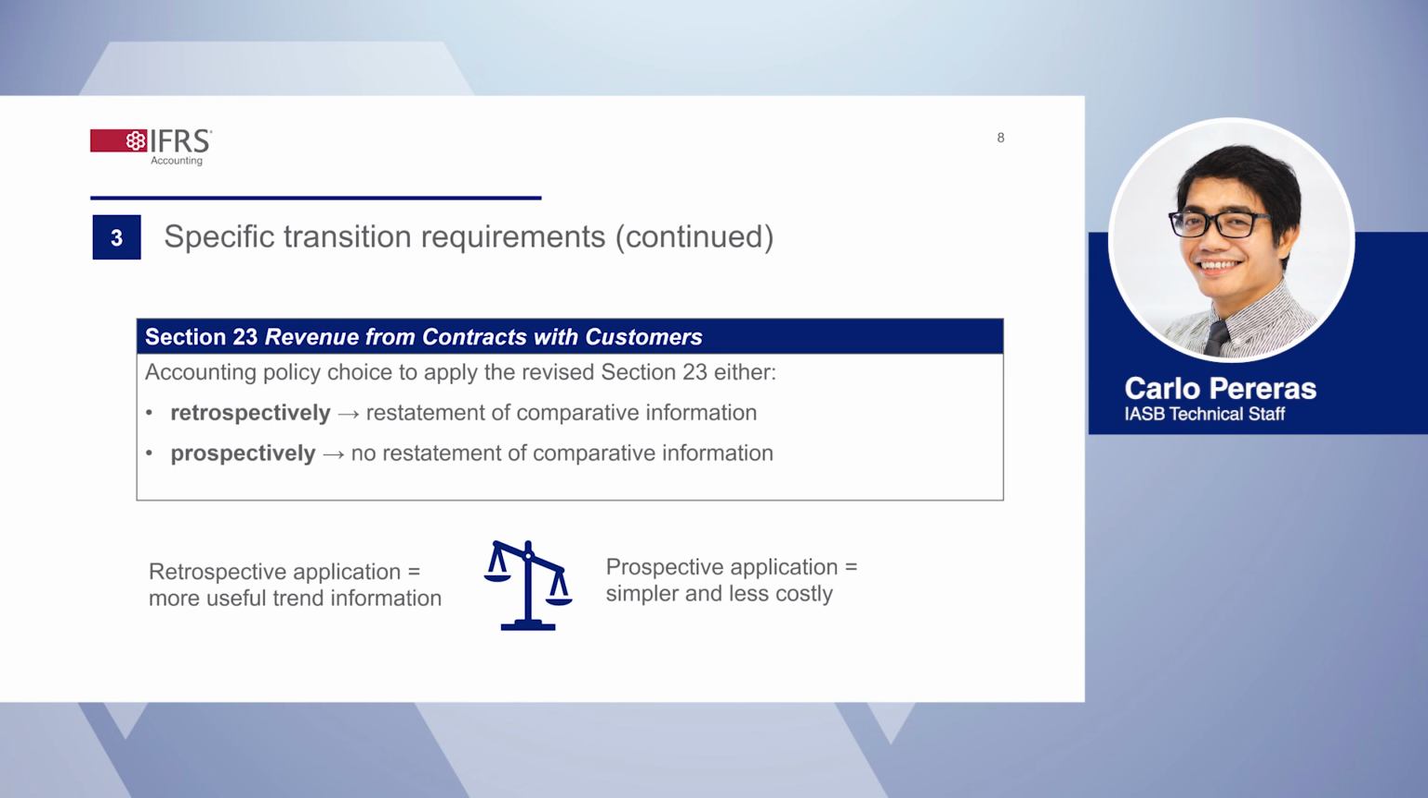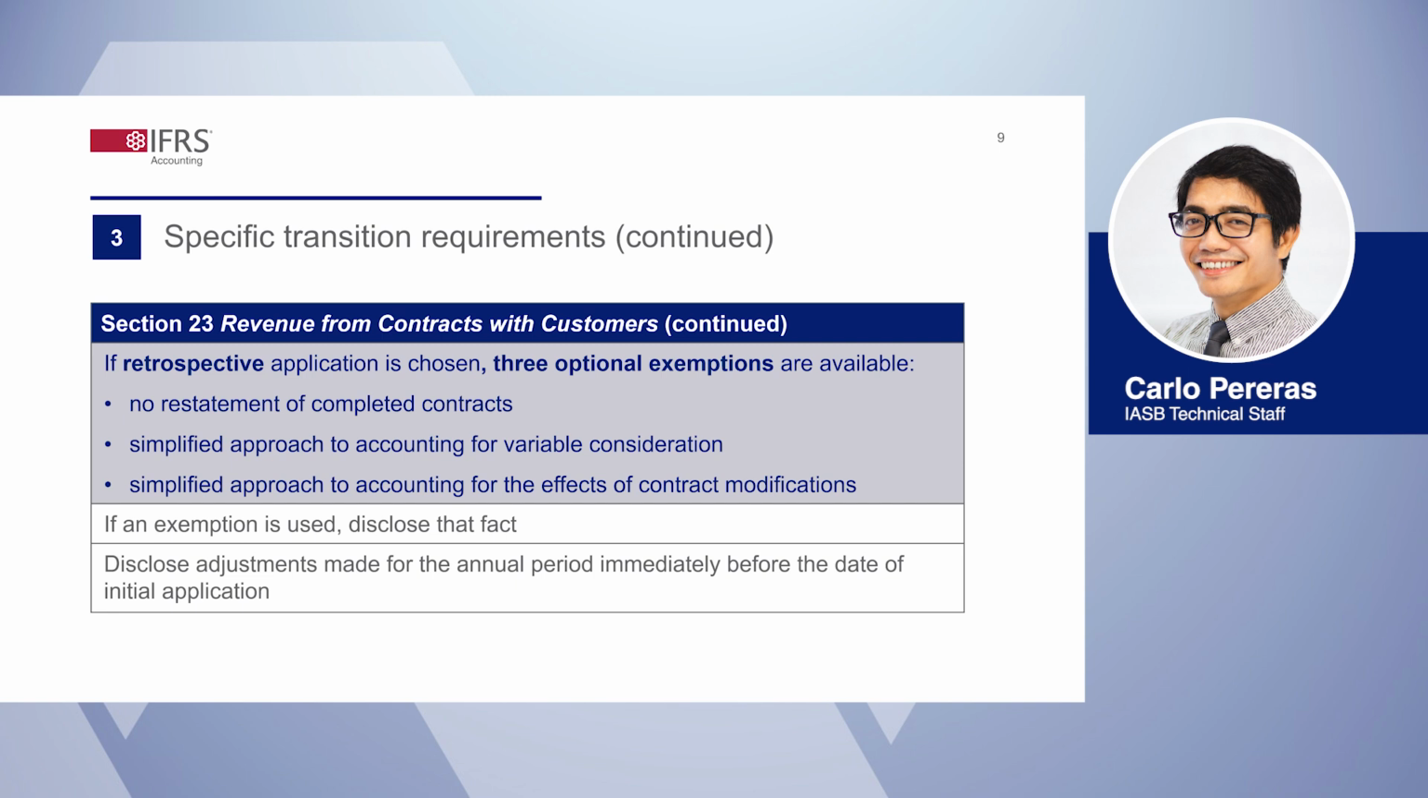So there is a trade-off to consider when making this accounting policy choice. If an SME chooses retrospective application of the revised Section 23, there are three optional exemptions available. If an SME decides to use an exemption, it must apply that exemption to all applicable contracts, not on a contract-by-contract basis. The first exemption permits an SME not to restate completed contracts that either begin and end within the same reporting period or were already completed at the start of the earliest period presented.